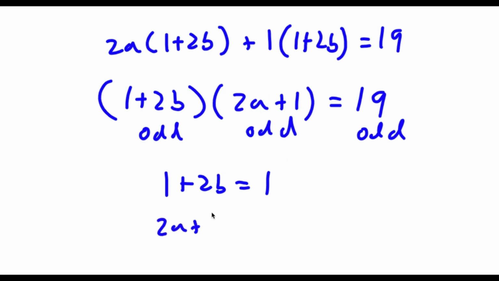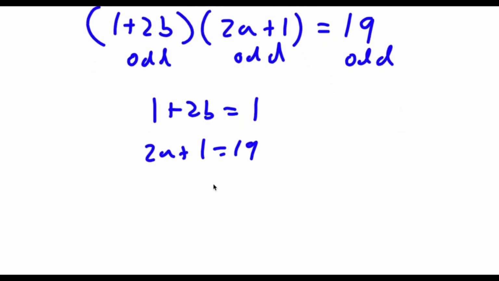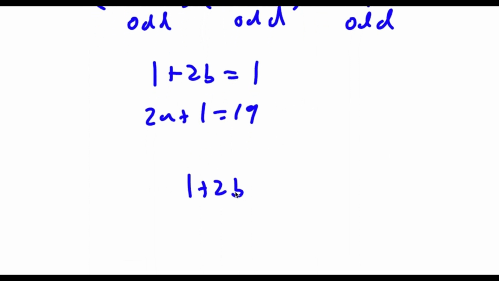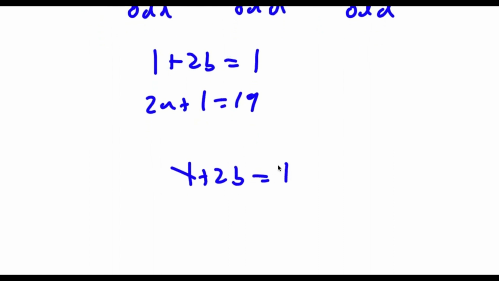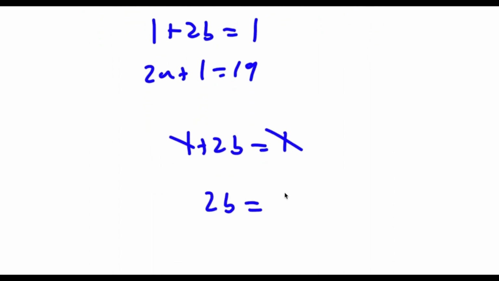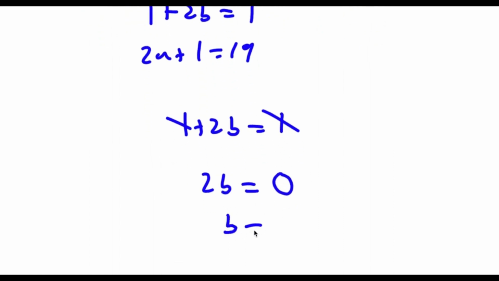So now if I set 2a plus 1 equal to 19, I can simply solve for b and a. So let's first start with 1 plus 2b. So I have 1 plus 2b is equal to 1. I'm going to first cancel these 1's out. So I have 2b is equal to 0, meaning b is equal to 0. So this is the value of b.